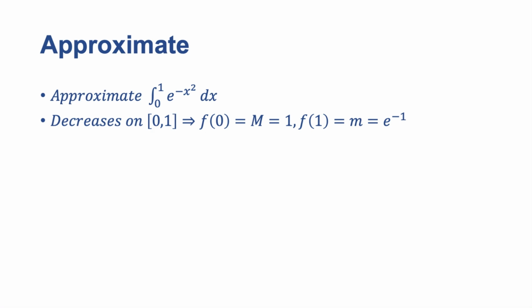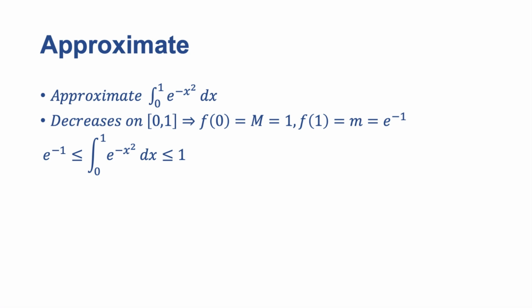f of 0 is going to be 1. If we evaluate that, it's going to be 1. It's going to be big M. Then if we solve for f of 1, it's going to be e to the negative 1. It's going to be little m. So now we can pinch our integral here and set it between two values. It means that e to the negative 1 is going to be less than or equal to the integral from 0 to 1 of e to the negative x squared dx, which is going to be less than or equal to 1.